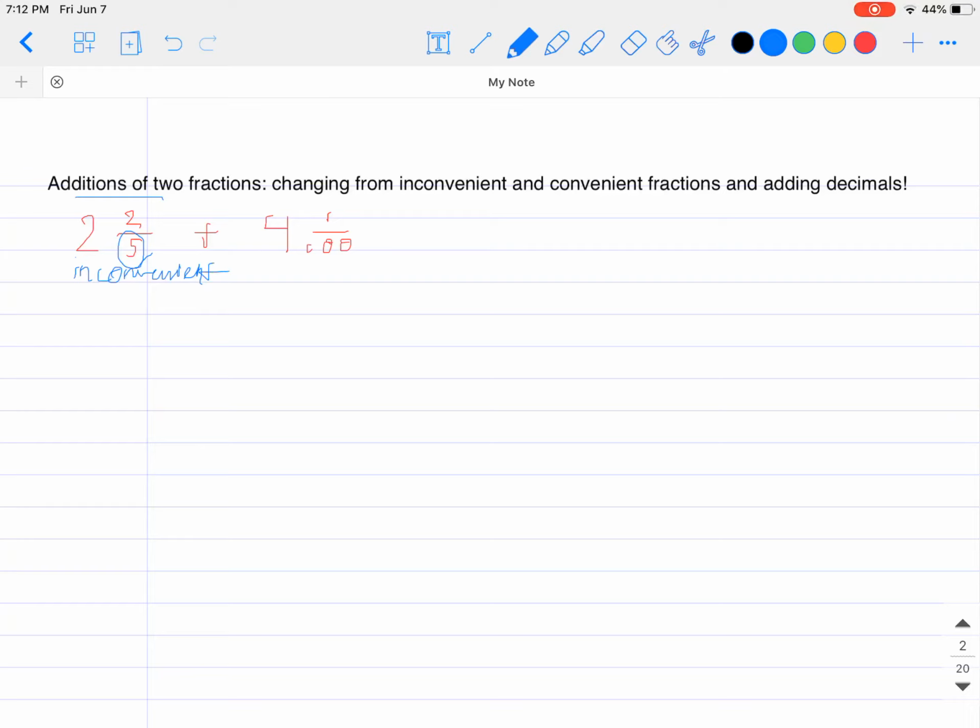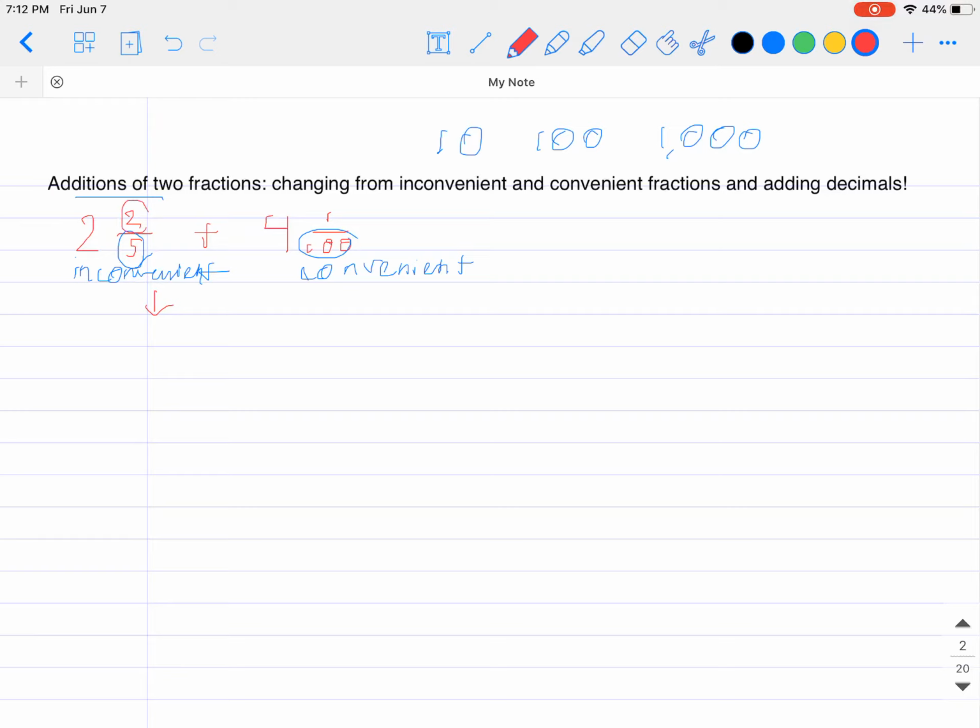The 4 1/100th has a 100 that is a base 10. Base 10 numbers involve numbers that have 10, then 100, then 1000, and so forth. So this is convenient. There's a reason why I will denote these two as inconvenient and convenient. For the inconvenient fraction, what we have to do is a little bit of long division to change 2/5 to a decimal. So a little bit below that, we're going to show the long division part.